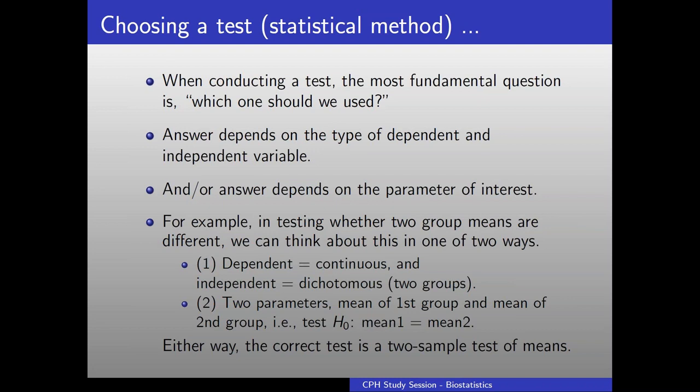So for example, in testing whether two group means are different or not, we can think about this in one of two ways. One, we have a dependent variable that's continuous and an independent variable that's dichotomous, because we're comparing two groups. That may lead us to say that we should use a two-sample t-test. Another way to look at it is we have two parameters of interest, the mean of the first group and the mean of the second group, and we want to compare means. So the null hypothesis should be that the means are the same, mean 1 equals mean 2. That would also lead to us thinking it should be a two-sample t-test.